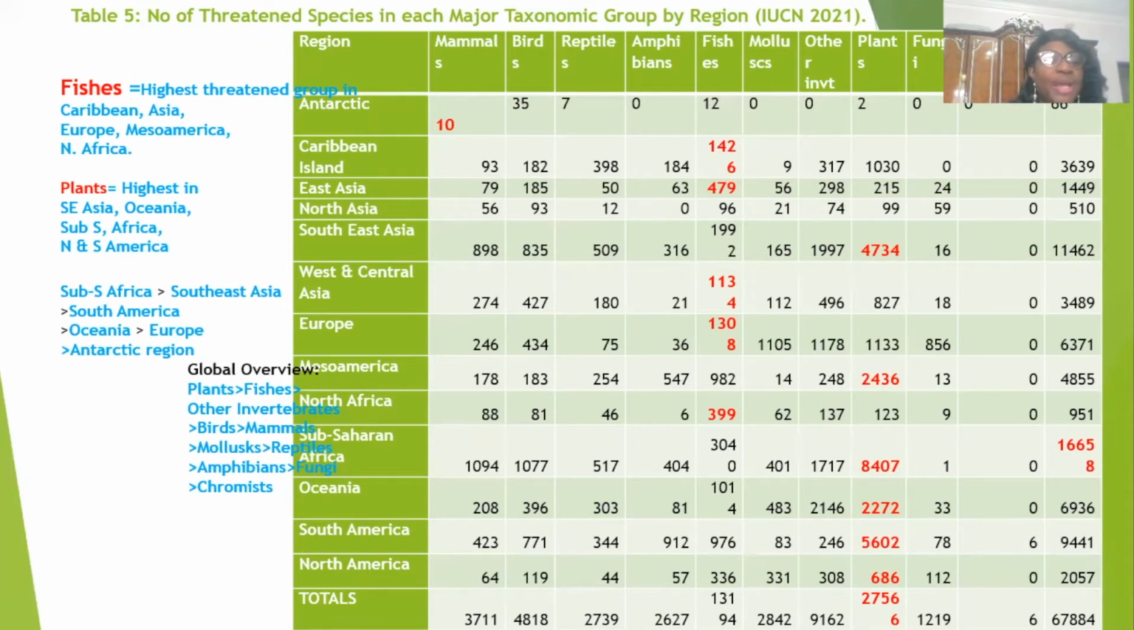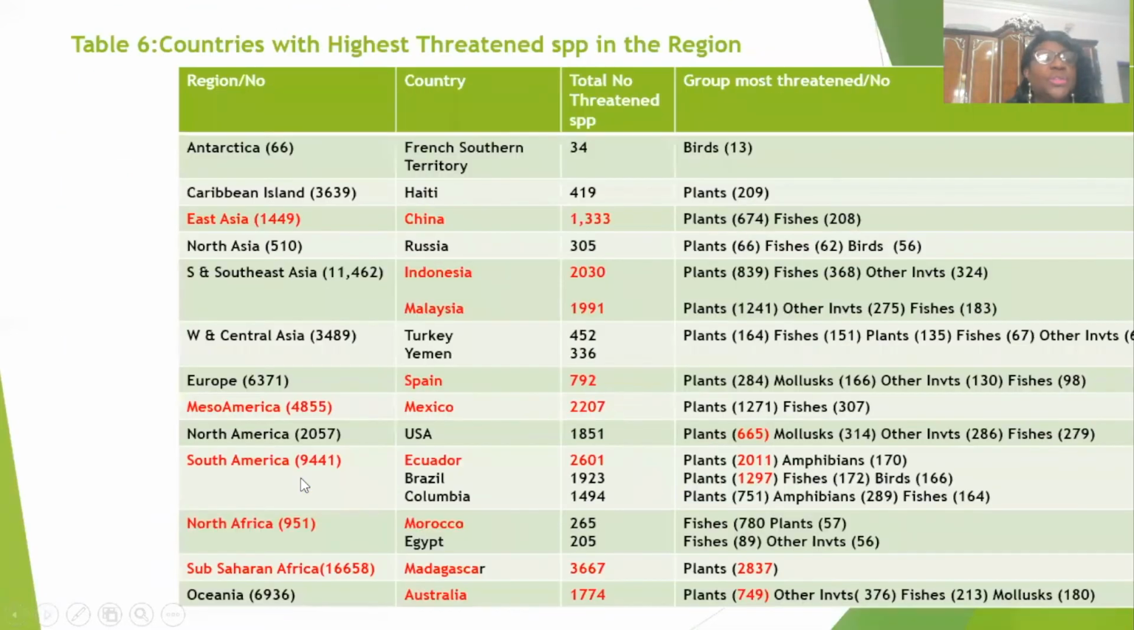The order of threats by region: Sub-Saharan Africa is the highest, followed by Southeast Asia, South America, Oceania, Europe, and Antarctic region. A global overview of the organisms is in this order: plants greater than fishes, then other invertebrates, birds, mammals, mollusks, reptiles, amphibians, fungi, and chromists.